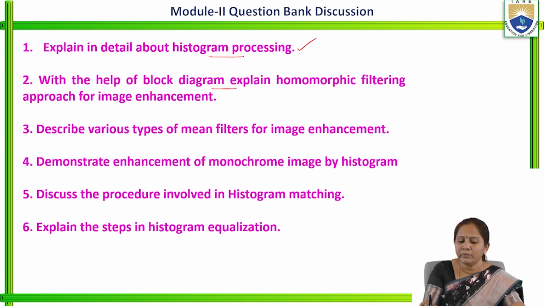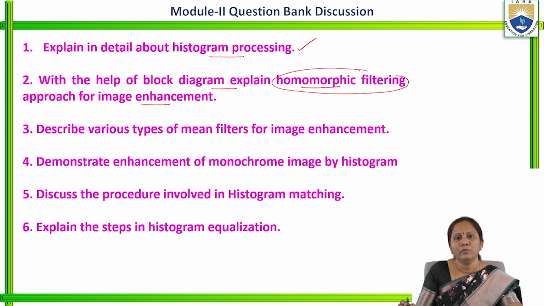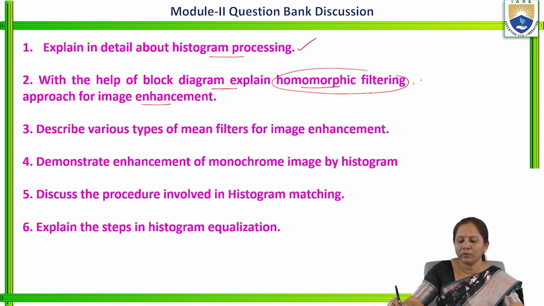With the help of a block diagram, explain the homomorphic filtering approach for image enhancement. Here we have to explain homomorphic filtering, and some mathematical analysis needs to be considered during the explanation. We have to draw the block diagram also for this. And describe the various types of mean filters for image enhancement.